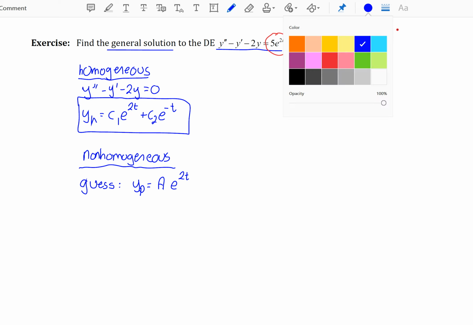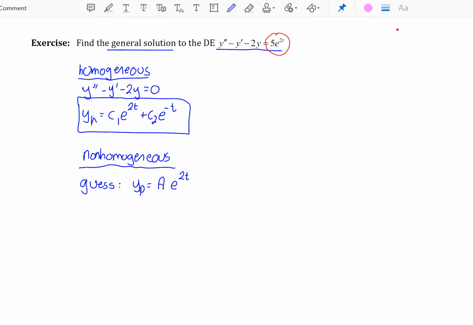However, what you really have to focus on with these problems is to notice that this forcing function is a repetition of your first homogeneous solution, meaning that this equals 0 when you evaluate your DE. It's never going to equal 5e to the 2t. That's what it means to be a homogeneous solution.